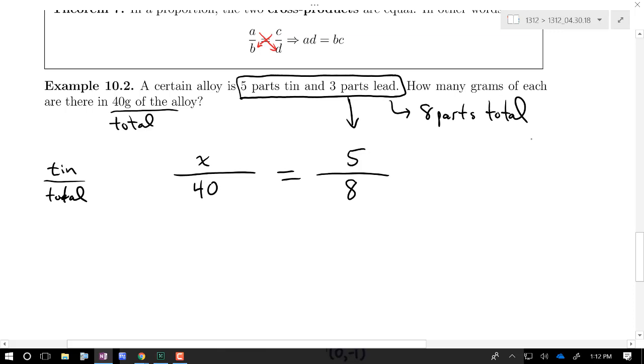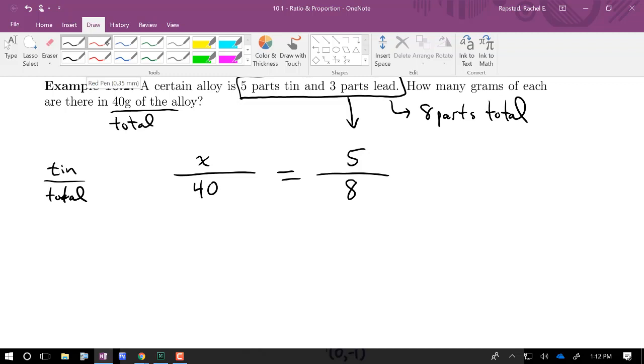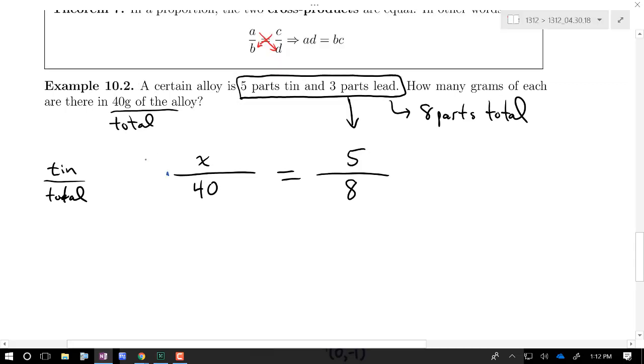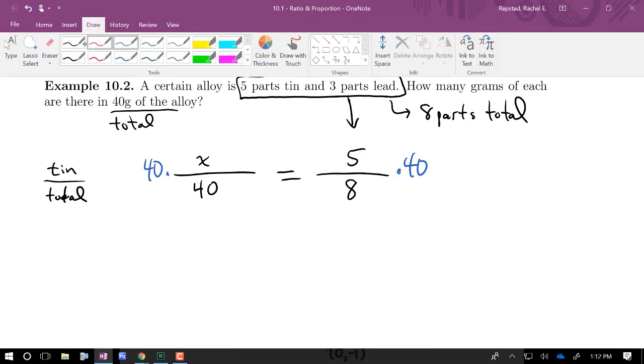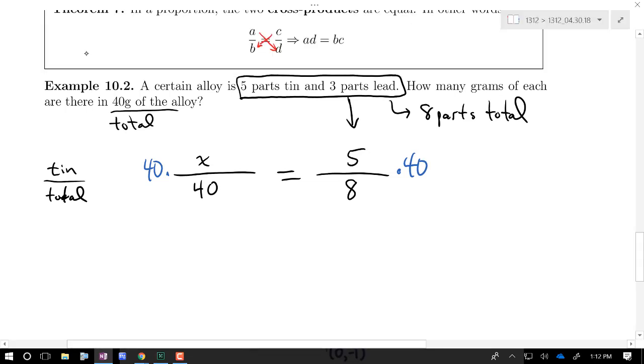And here's our equation that we'll solve. Fairly simple. You could, if you want, use the cross product. I think that's silly to do when it's faster to just multiply both sides by 40. You'll get the same result in the end. It'll just take you an extra step if you use the cross product. So 40 cancels with 40. 8 goes into 40 5 times. So we get x is 25.